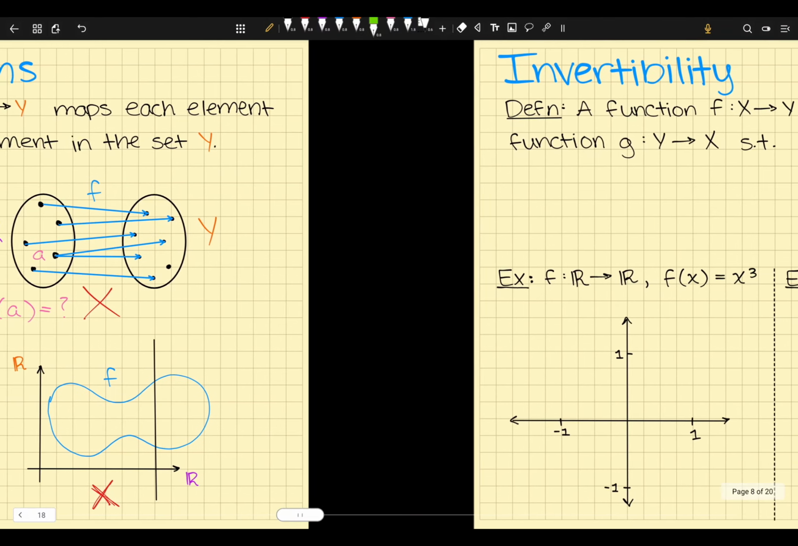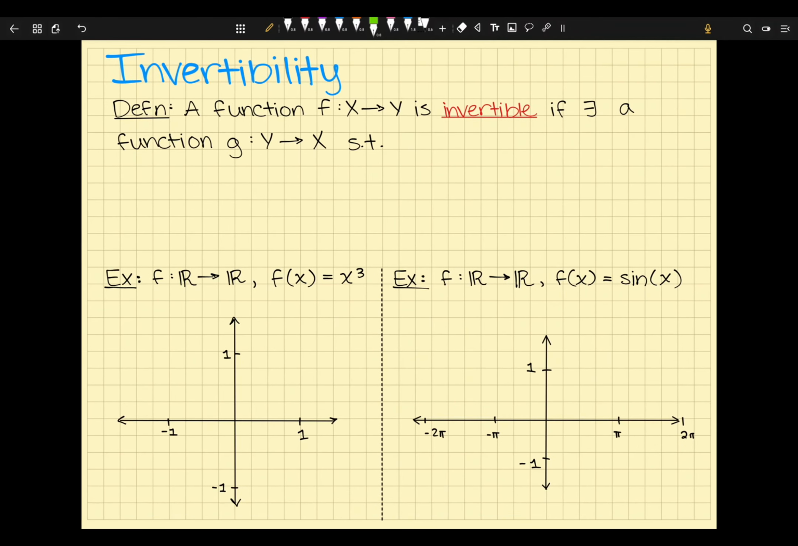All right, so now what does it mean for a function to be invertible? A function f from X to Y is invertible if there is a function g from Y to X such that g of f of x is equal to x for all little x in X, and f of g of y is y for all y in Y. A lot of y's there.